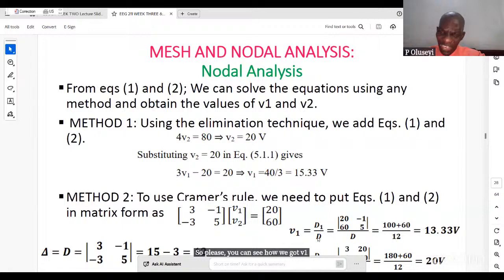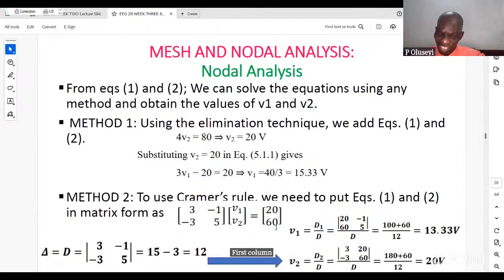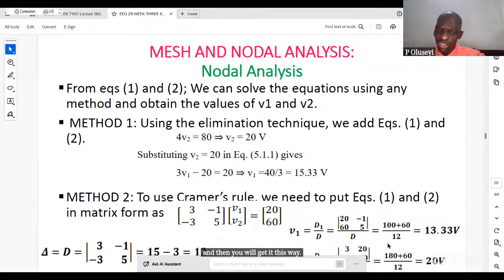V1 is equal to D1 over D. You can see how you got your D, and for D1 you replace the first column by your 20 and 60. And then you will get it this way. The same way for V2, you replace the second column with the values of your equality, and then you get the other one, which is V2. And the answer you will get here will be the same as the answer you get for elimination method.